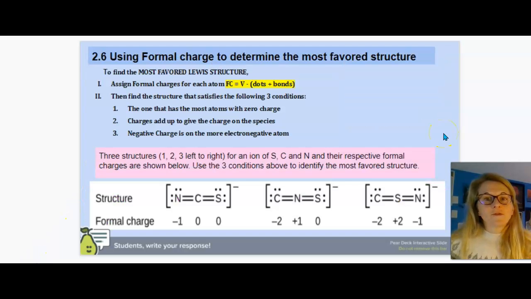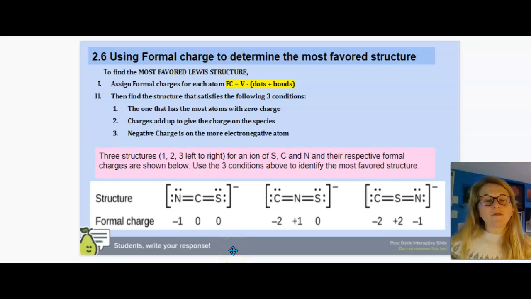Now, applying formal charge to figure out the most favored structure is pretty easy. There's a hierarchy. The first thing you want to do is figure out the formal charge for each of the atoms involved in the structure. Next, you want to see which structure has the most formal charges that equal 0. And so in this comparison, we see that the one on the left has the most atoms that have a formal charge of 0. So that's already telling us how stable it is.